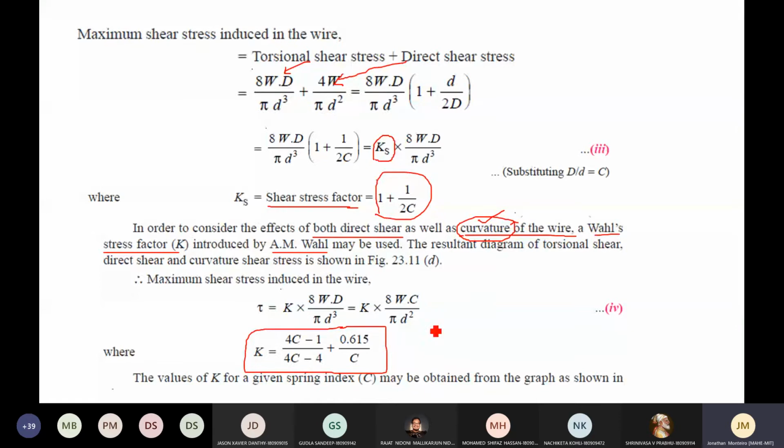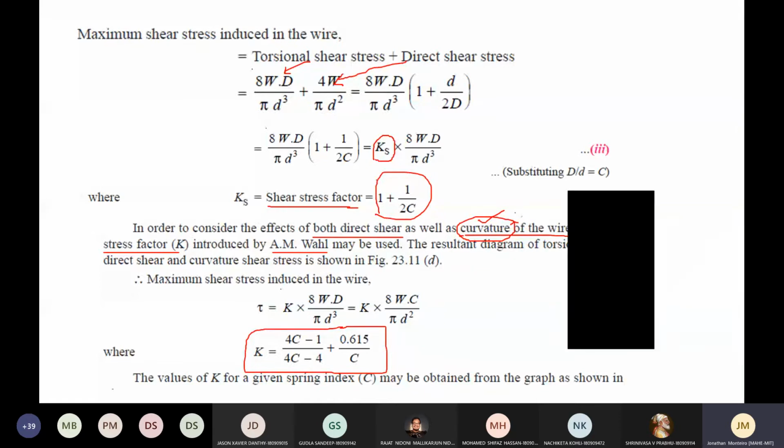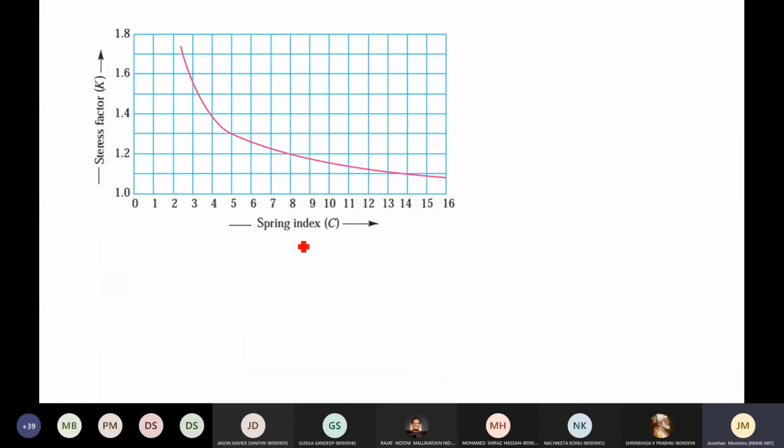So for different values, how does the curvature look? This is the variation. You see the spring index is quite low. 3 was our threshold as mentioned, and on the other side 15 was our threshold. Just see what happens. Above 15, it is almost going to be a constant. In other words, the stress factor does not bother much. Though there is some effect, it does not bother much so as to cause a failure of the spring.